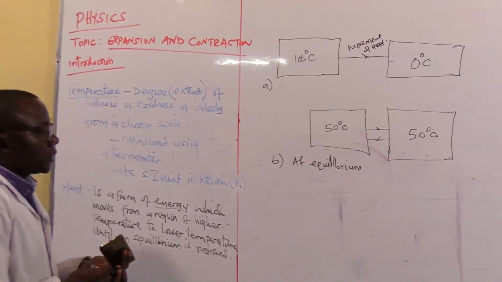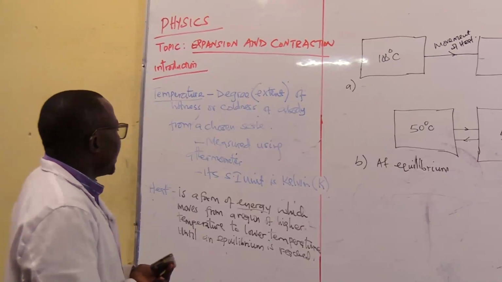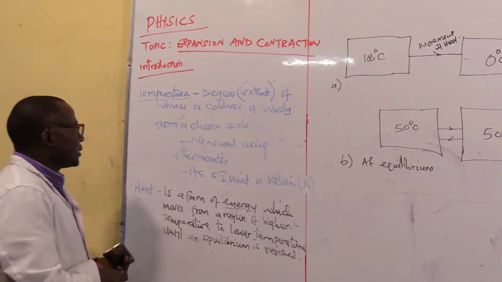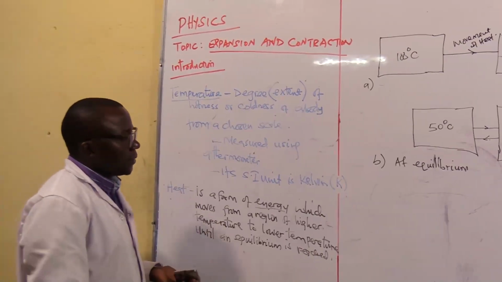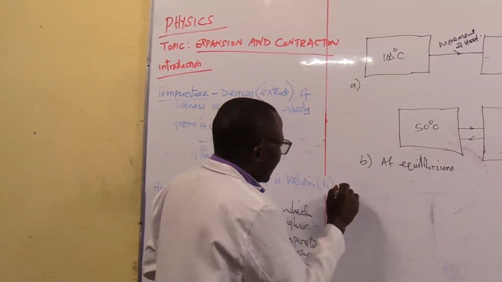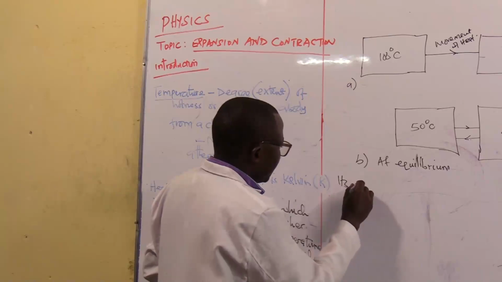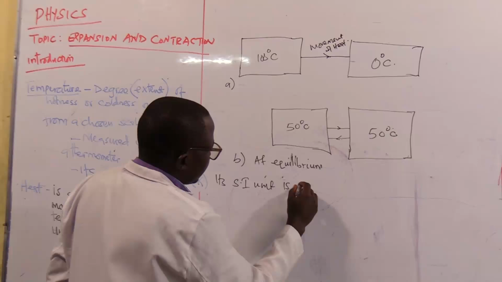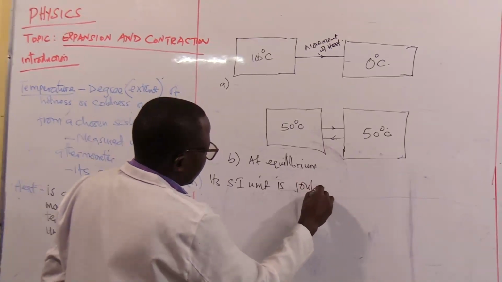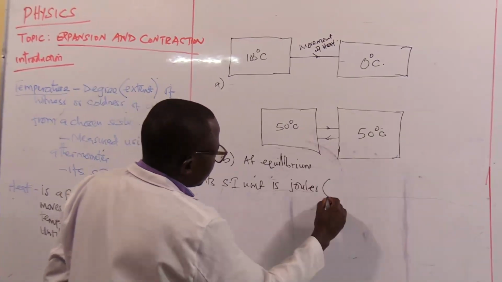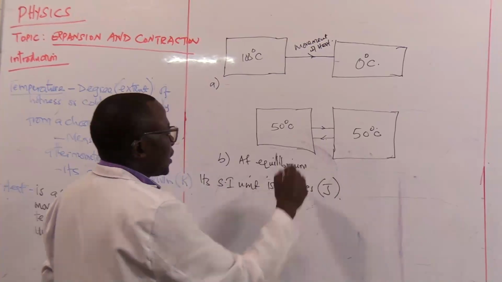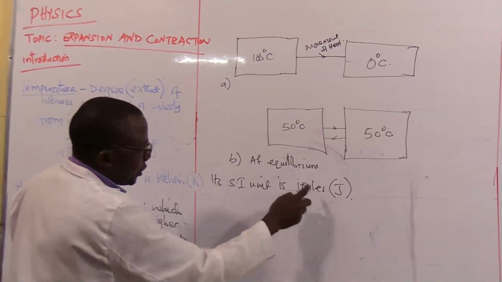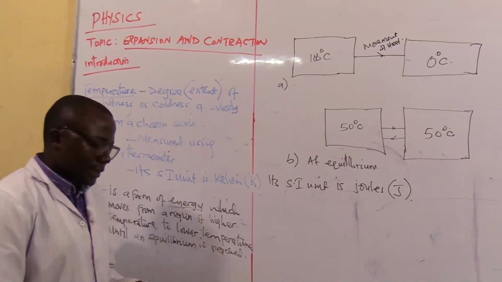So that is what we are saying. Then also the SI unit of measuring heat is not the same as that for measuring temperature. The SI unit of heat is joules. We use capital J if it is the symbol, but if you're writing it out, make sure that you write joules in small letters.